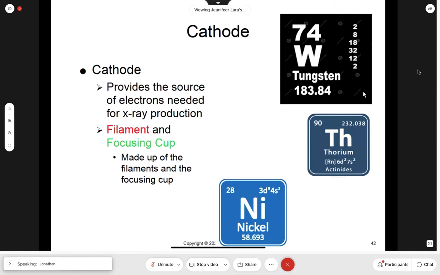We also touched a little bit on the cathode material. We have two major parts of the cathode. In our recipe for creating X-rays, we have to have the source of free electrons. We have to have electrons. Now, what do we know about electrons?